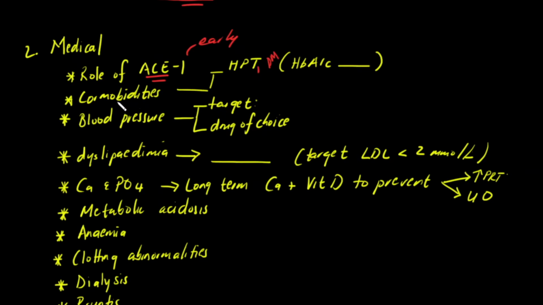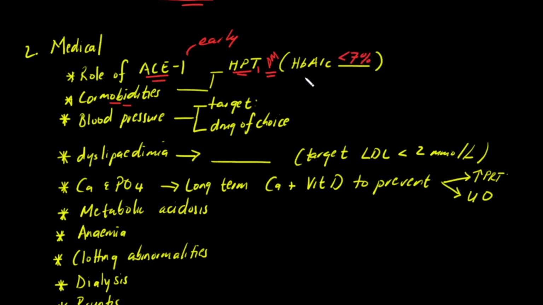Now, remember, you want to control your causes, your comorbidities, your exacerbants. And what are those? Hypertension. Remember, you want to control hypertension. We'll talk about it in a bit. Diabetes mellitus. Remember, these two are the most common causes of chronic kidney disease. You want to have proper glycemic control. Typically, we say HbA1c of less than 7% is usually your target.